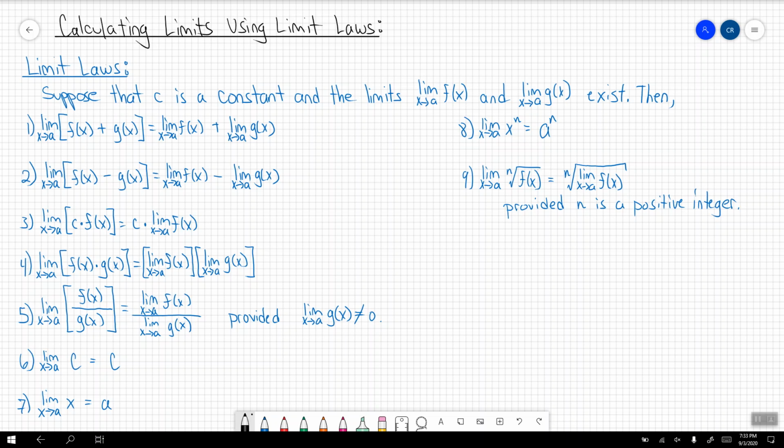Hi everyone, welcome. Today we're going to be looking at calculating limits using limit laws. And in order to start off this section, we're going to jump right into it, and we are going to start off by observing these limit laws. And these limit laws are sort of the foundation for derivatives once we get to them.